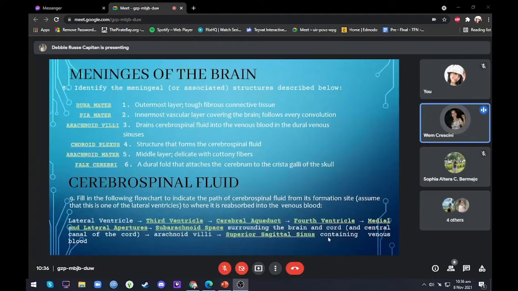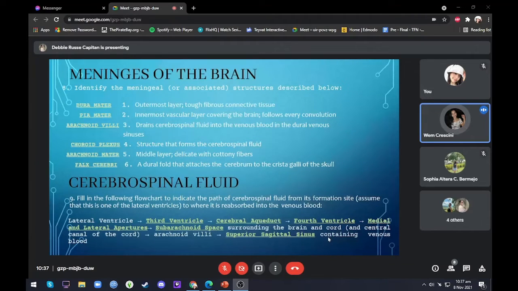Okay, good morning everyone. So my name is Juan Trixie Crisini. So let me continue the topic, meninges of the brain. So number 8, identify the meningeal or associated structure described below. So number 1, the outermost layer, tough fibrous connective tissue. It is the dura mater.